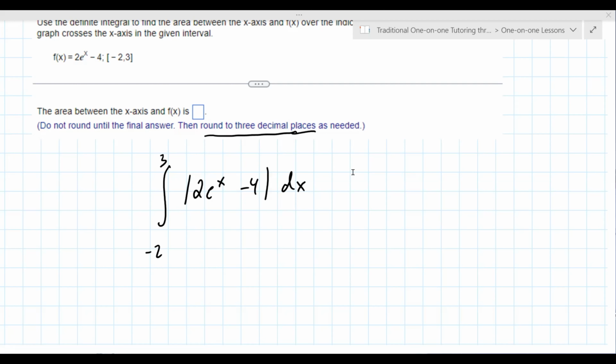All right, so this ends up being 33.987.